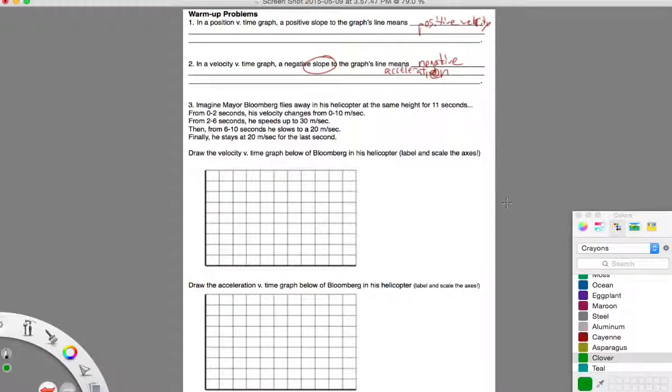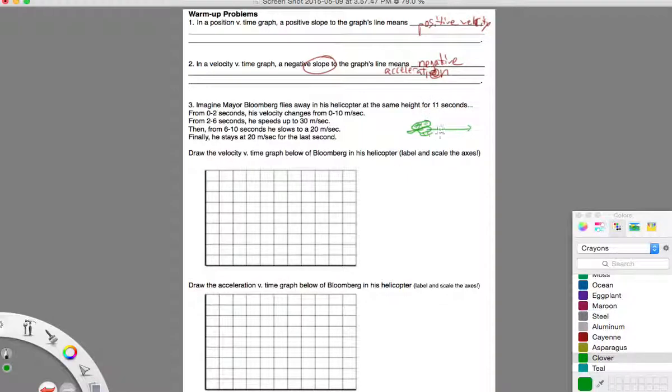So here we go. It says, imagine Mayor Bloomberg flies away in his helicopter at the same height for 11 seconds. From 0 to 2 seconds. So what this means right here is that he's just flying. You can imagine it. Here's the helicopter, sort of. And there it is, it's spinning around right here. Okay, that's horrible. But imagine this flying just along a straight line for 11 seconds.